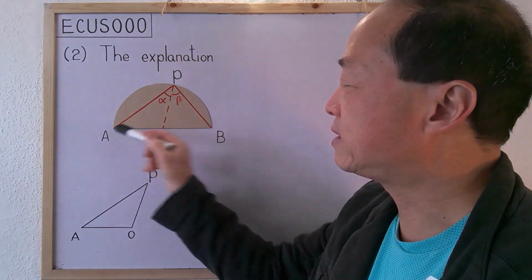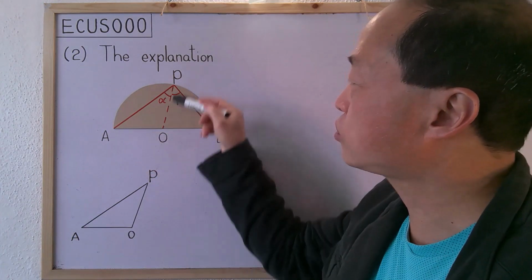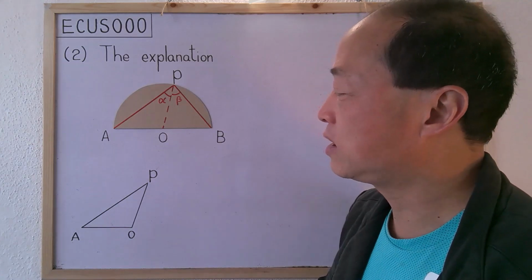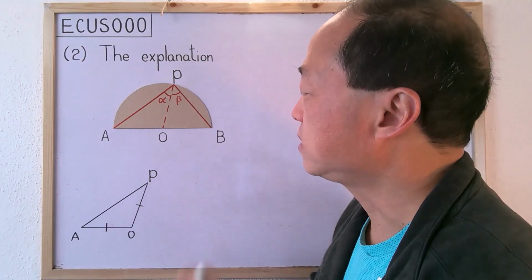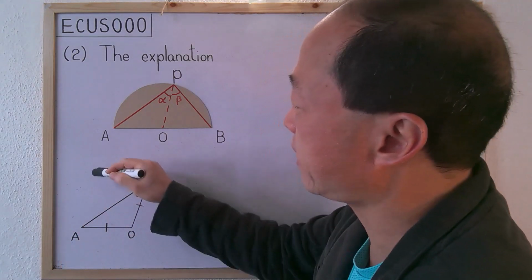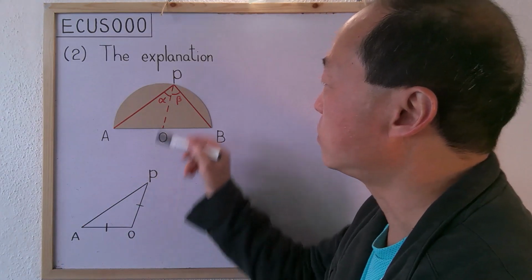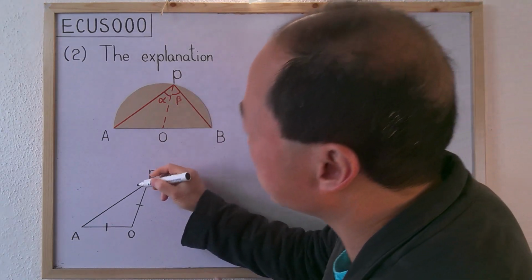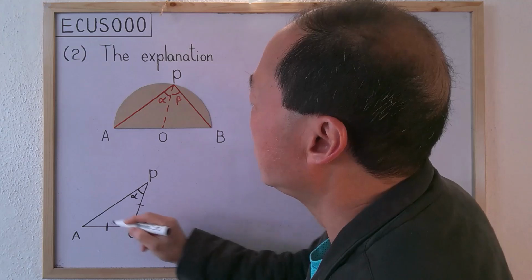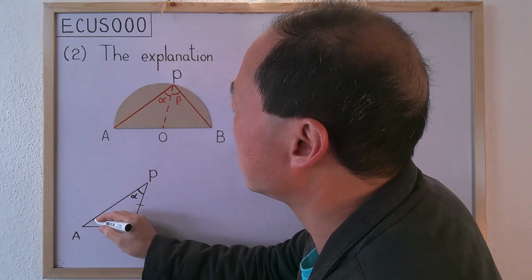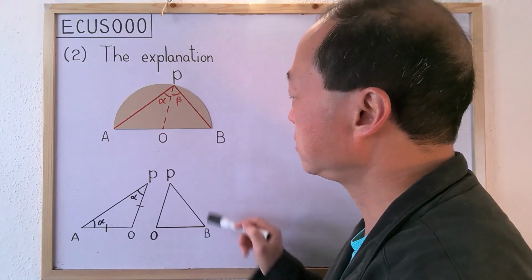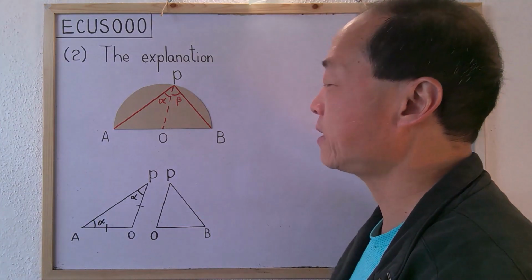OA is the radius. OP is also the radius. Therefore, OA and OP are equal in length. This triangle is an isosceles triangle. It is symmetrical in this axis, as this angle is alpha. This angle is also alpha.